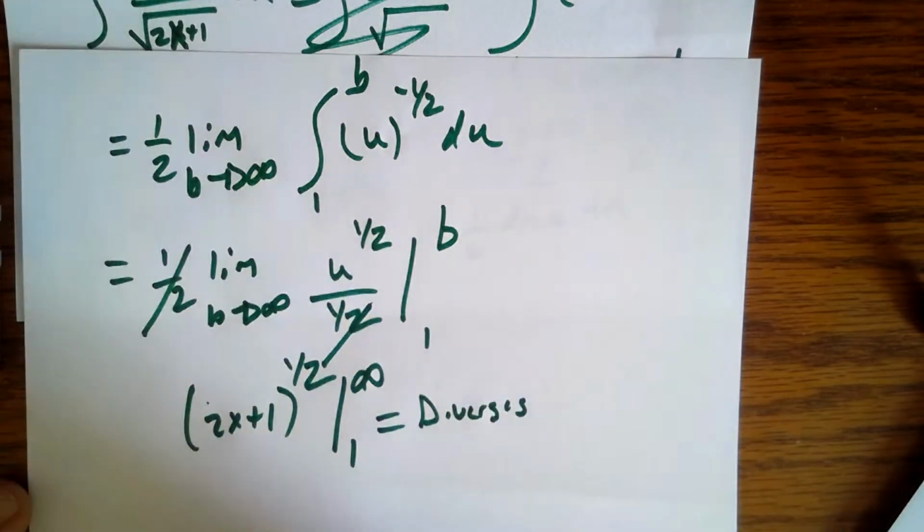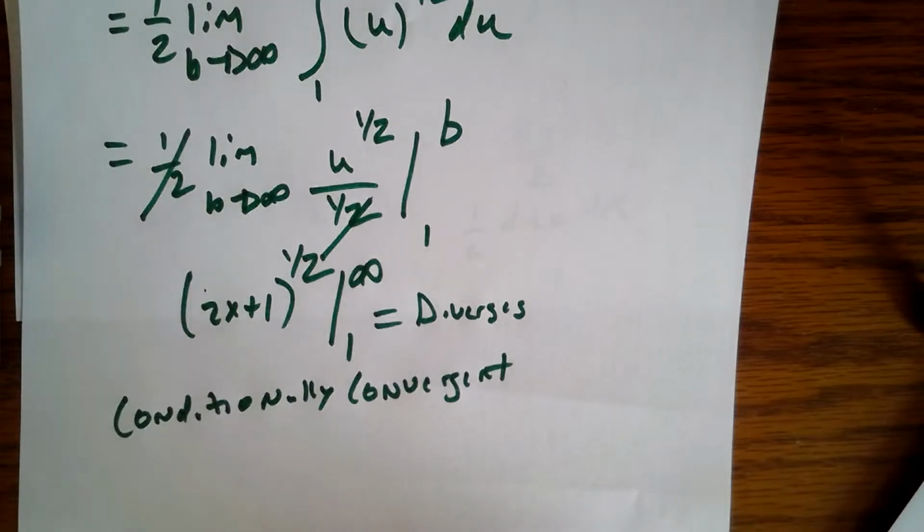which means that it only converges when it has the alternating part to it. If it doesn't have the alternating part, then it would diverge. So this is conditionally convergent because of that.